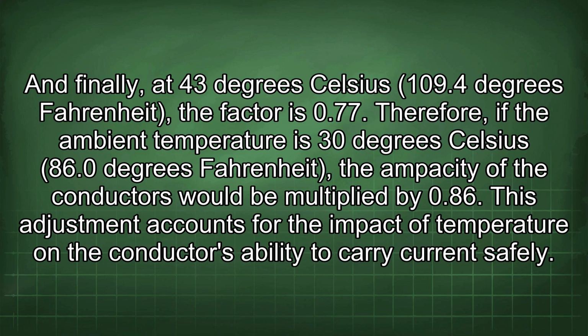Therefore, if the ambient temperature is 30 degrees Celsius (86.0 degrees Fahrenheit), the ampacity of the conductors would be multiplied by 0.86. This adjustment accounts for the impact of temperature on the conductor's ability to carry current safely.